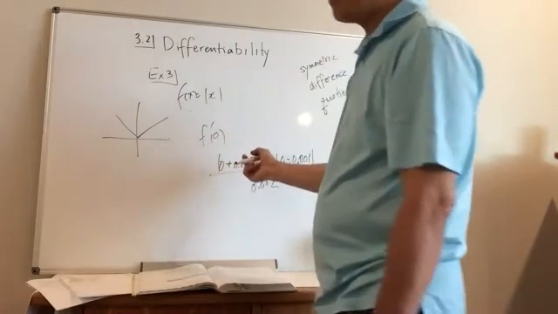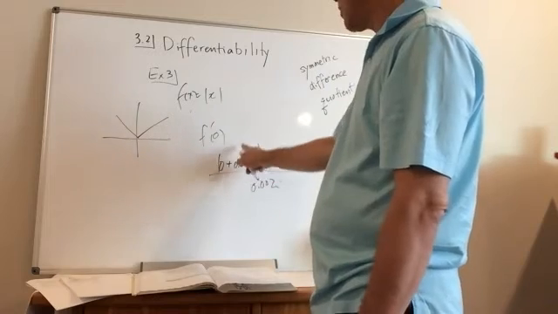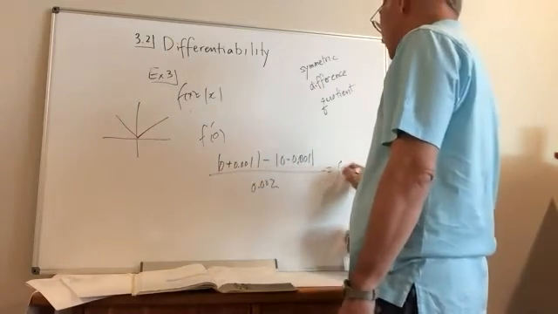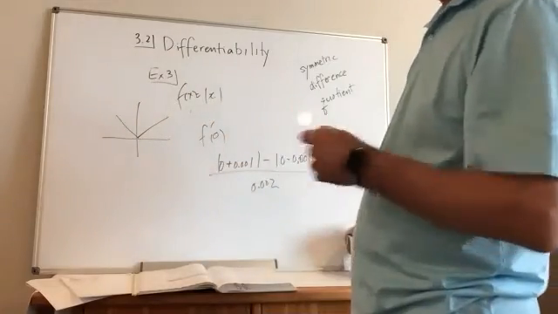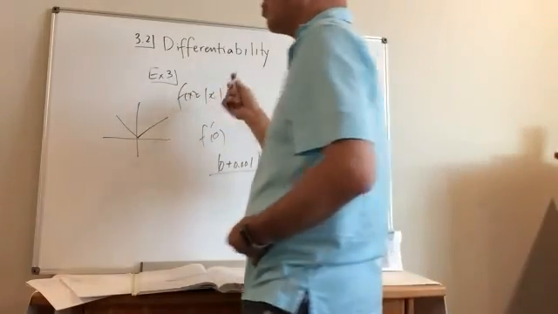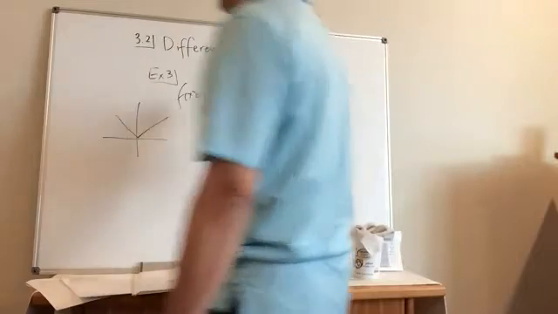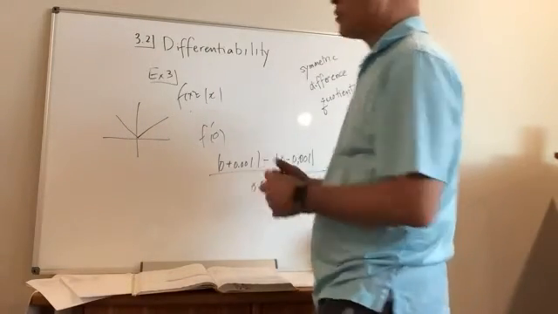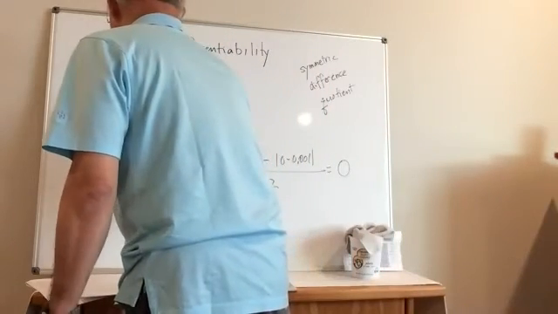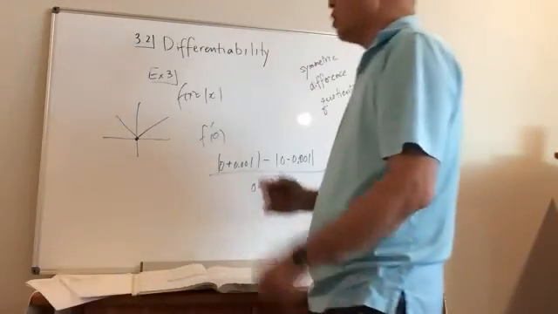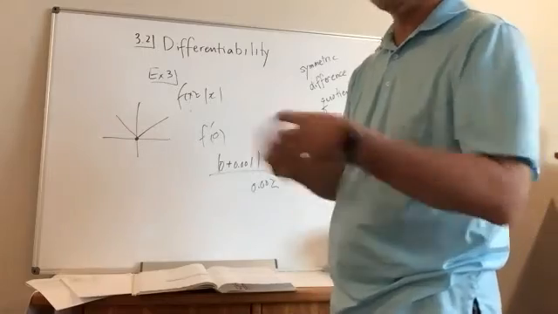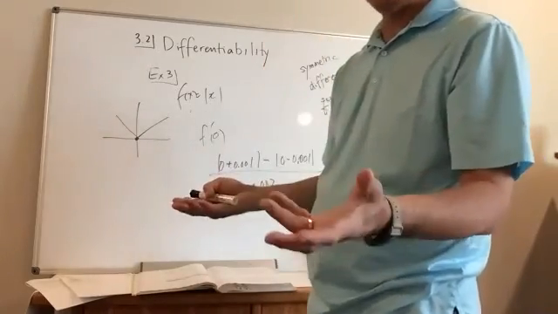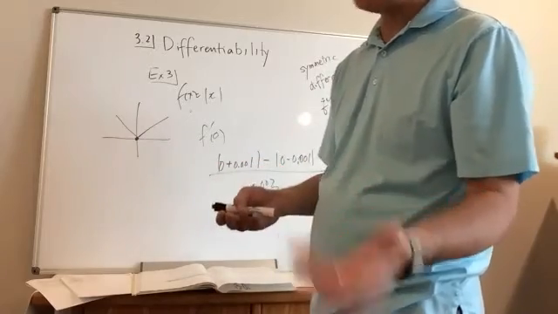So what do I get on top? Anybody tell me what I'm going to get on top? This is 0.001 minus, this is 0.001. So I get 0, right? So if you put this in your calculator and ask it to do the derivative at 0, it's going to come out and say the derivative is 0. But when we talked about this, we said at 0 it's a corner, so the derivative does not exist.